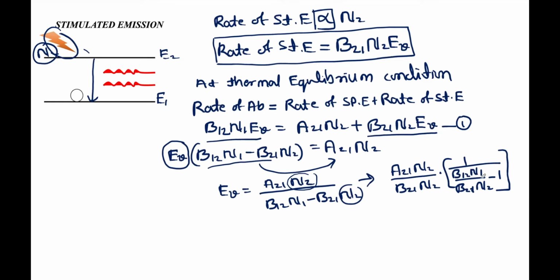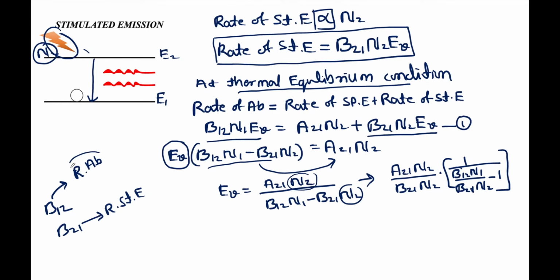Okay. So here we have B12 for rate of absorption, and B21 for rate of stimulated emission. At the thermal equilibrium condition, both are equal to each other. That means how much absorption is there, that much emission is there. So that's why we can write B12 is equal to B21.